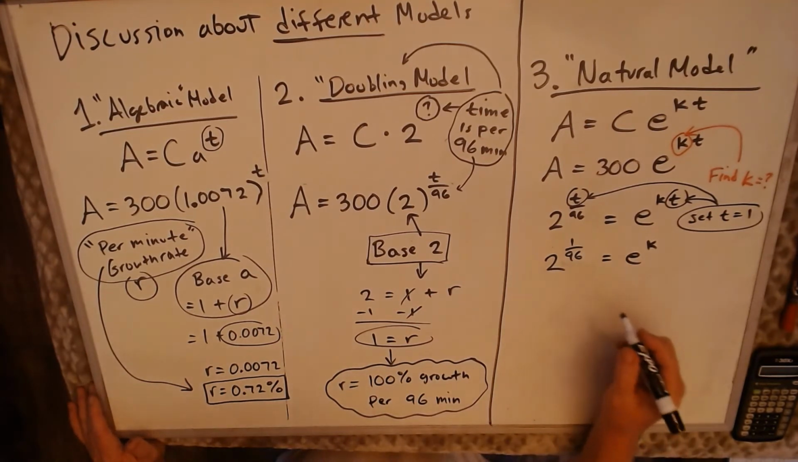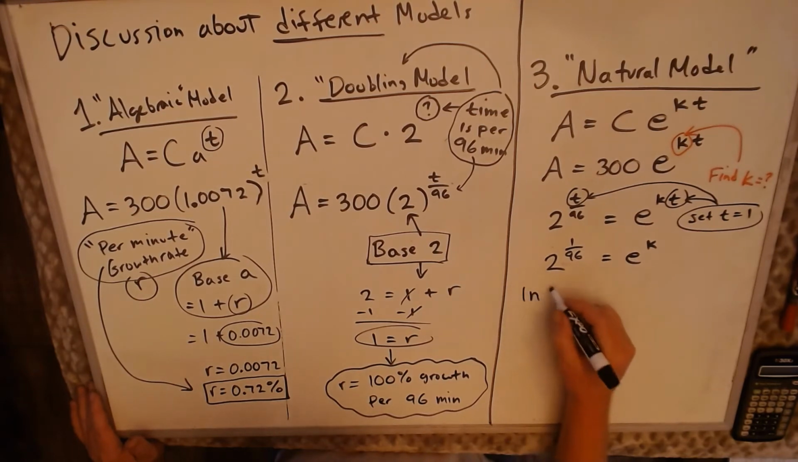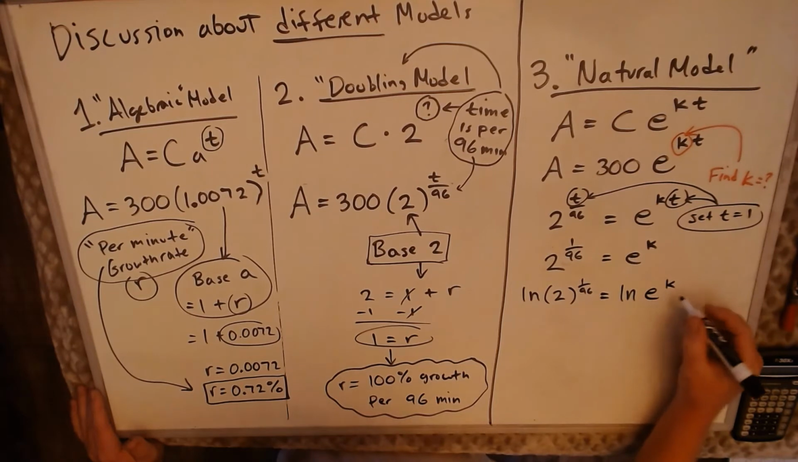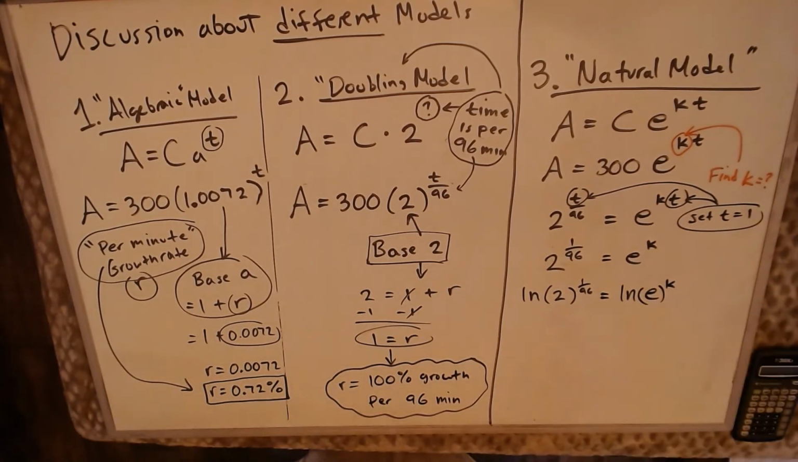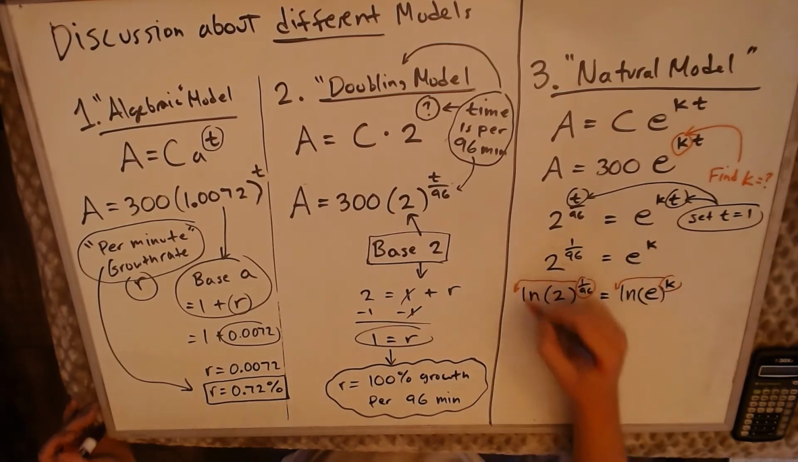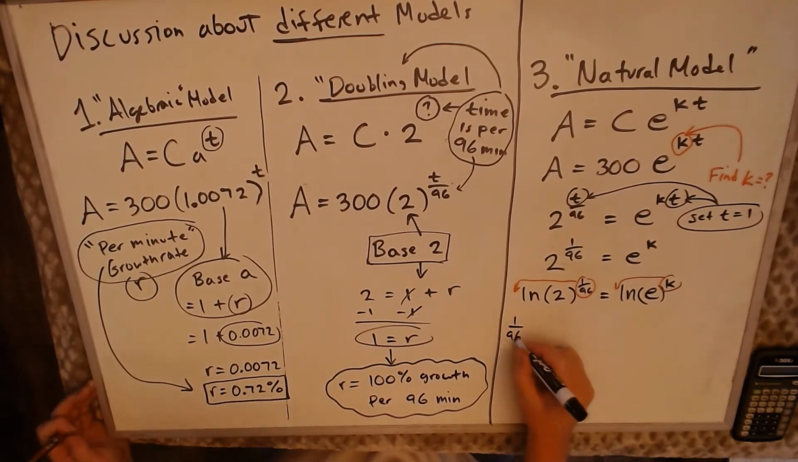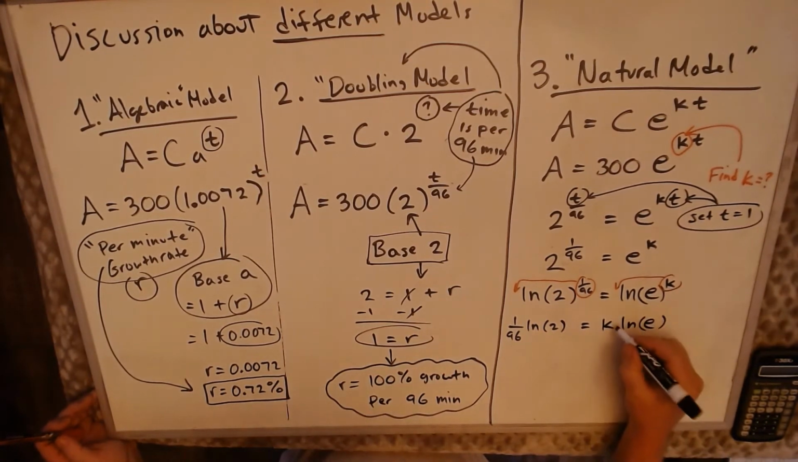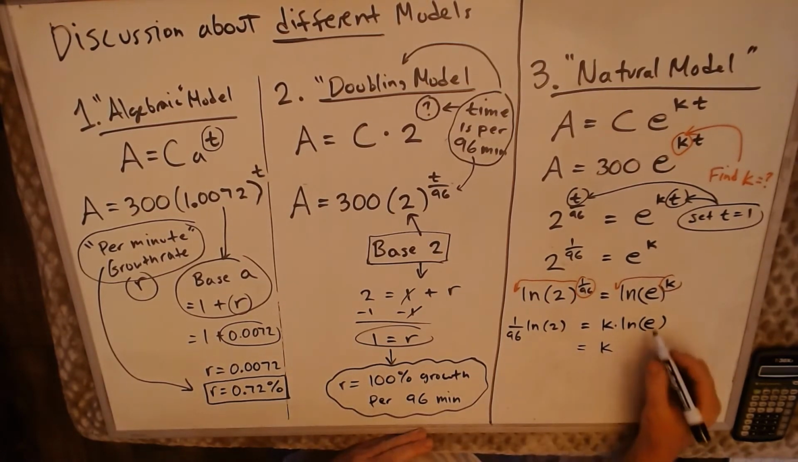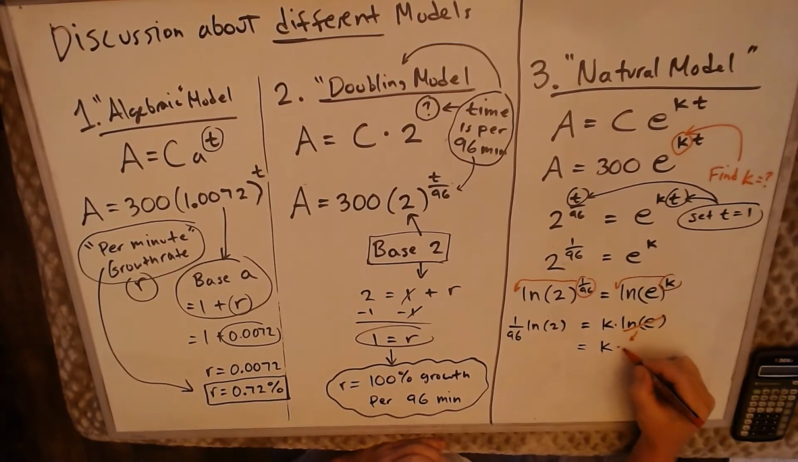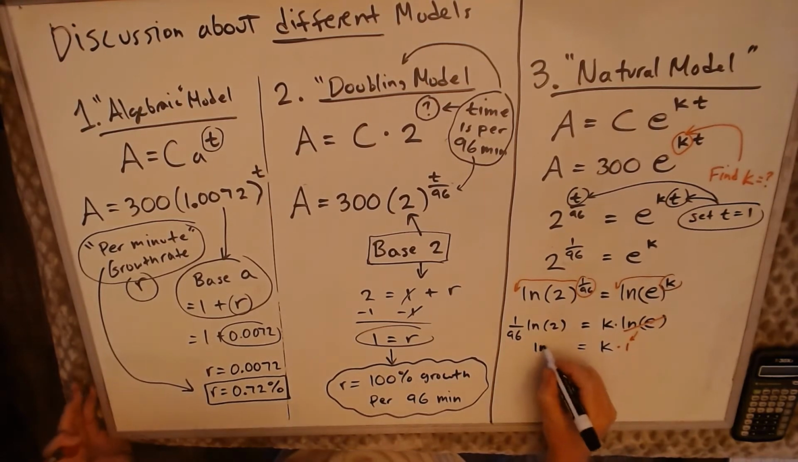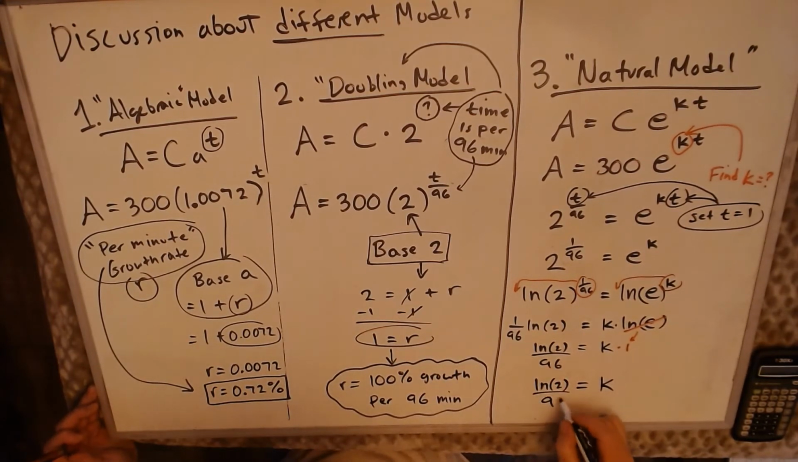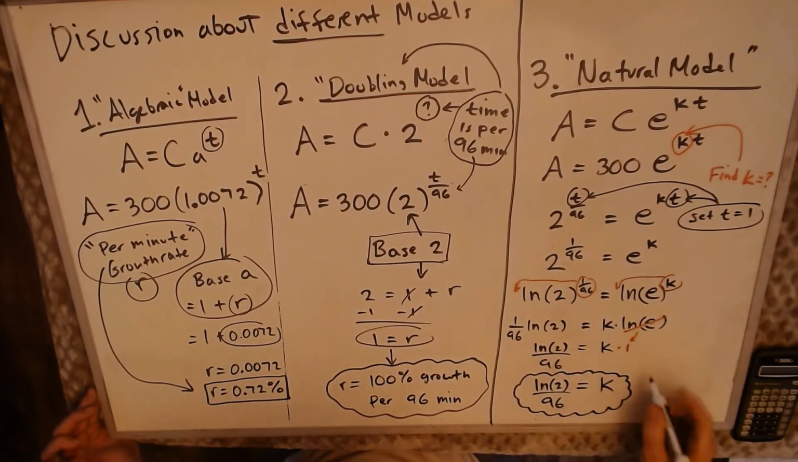Okay. And now we're going to take the ln of both sides. Bring our exponents down. We get 1 over 96 times the ln of 2. You know that the ln of e is 1. So I'm just going to cross it off. Technically, that's k times 1. And now you have k equals ln of 2 over 96. So you have a nice formula for k. You might as well memorize it. It'll come back later.